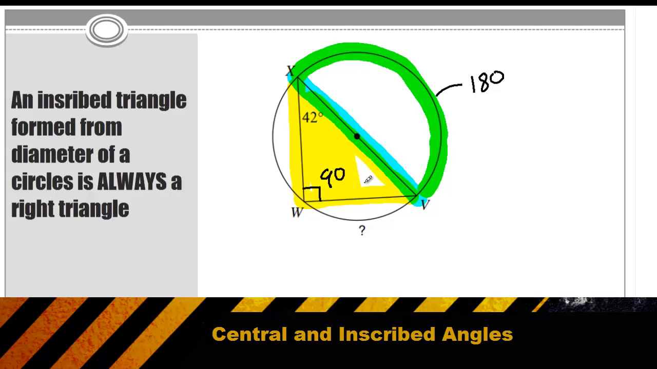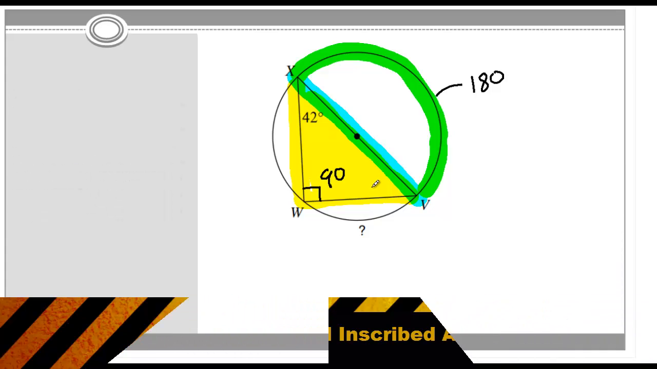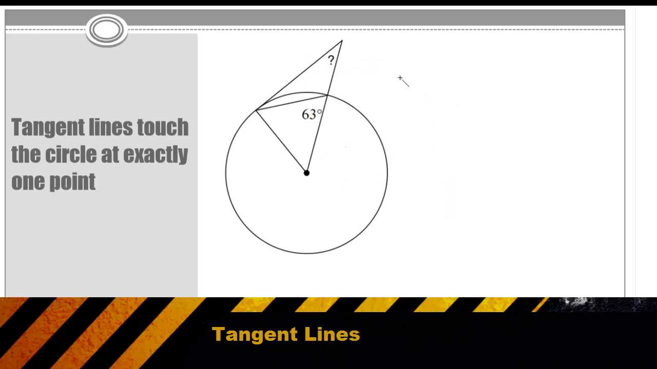And that's the rule. Anytime you make a triangle out of the diameter of a circle and an inscribed angle in that circle, you will always create a right triangle. There's one more term you should be familiar with, and that is tangent. A line is tangent to a circle when it goes next to the circle and just barely nicks the surface of the circle at exactly one point.